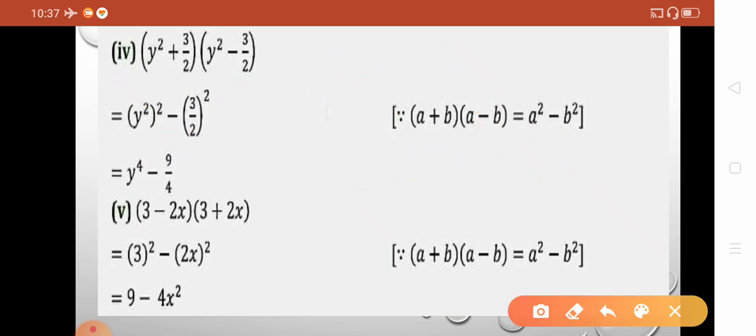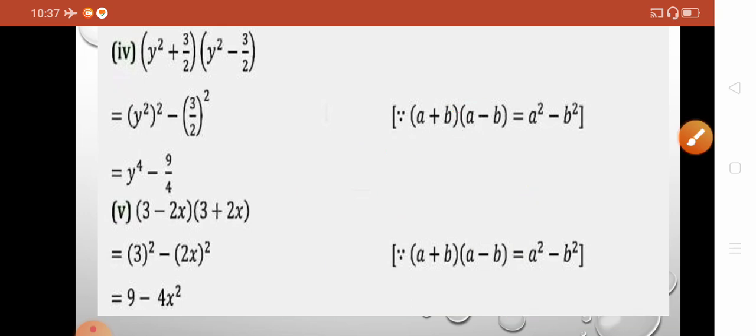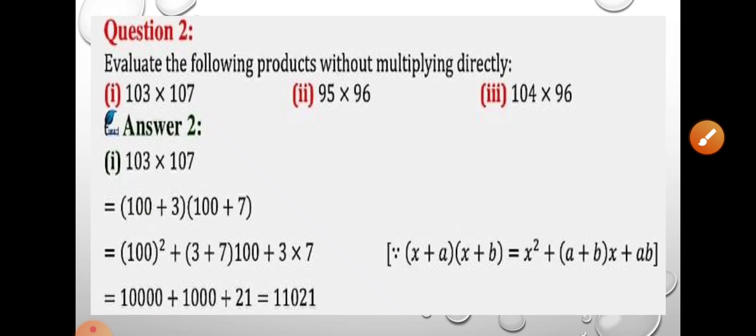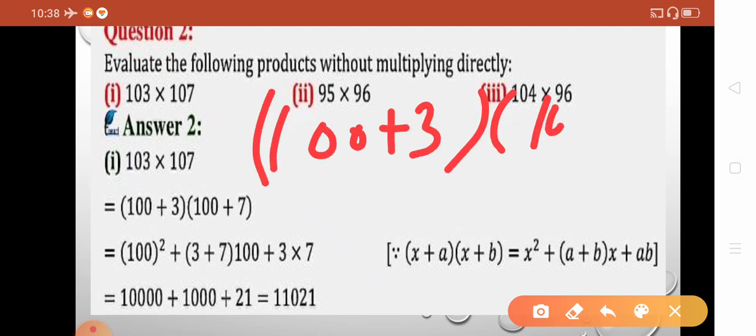Next is 3 minus 2x 3 plus 2x. Again the same formula: a plus b a minus b. So value of a is 3, value of b is 2x. So we will write a square minus b square. Second one, evaluate the following product without multiplying directly. You do not have to multiply the values directly, you have to use the identities. So in the first part we can break 103 into 100 plus 3 and 107 into 100 plus 7.